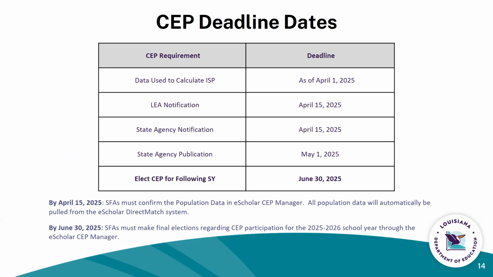So the CEP deadline dates. We've already passed the deadline for the data used to calculate the ISP, so no additional matches will be included in your CEP data. The LEA notification and state agency notification was April 15th for your population data, and we published that on May 1st, 2025. The next deadline is June 30th, 2025. You must make final elections regarding CEP participation for the 2025-26 school year through the eScholar CEP Manager by June 30th.